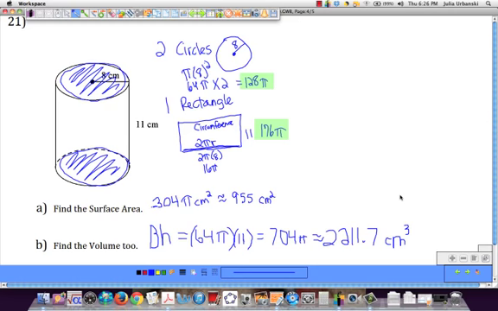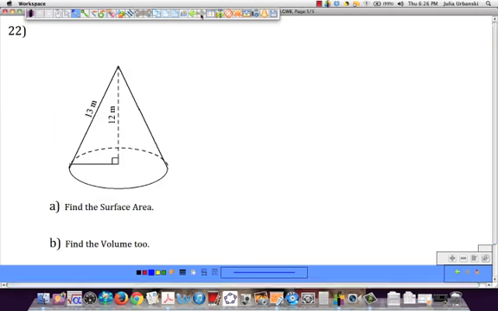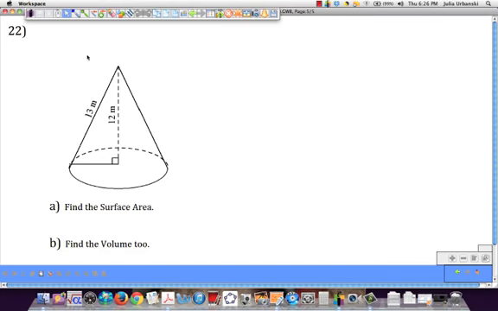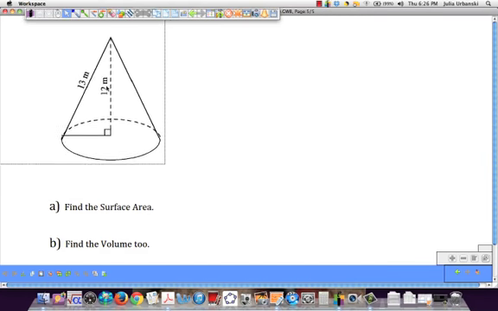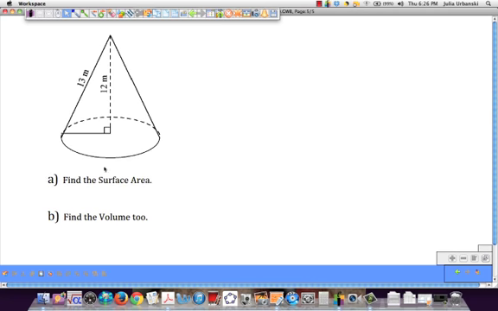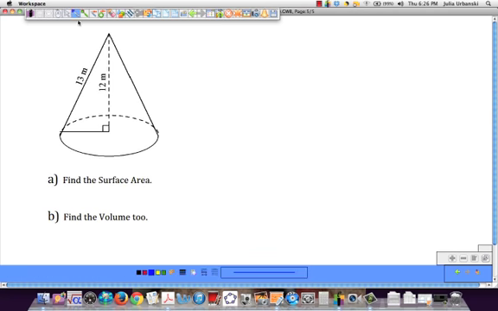And the last one, number 22. It's a cone, so you have to follow the cone formulas. For the surface area, you have to think about your two surfaces. There's a circle here, and then there's the part that wraps or curls around the cone. So the base is a circle, and there's only one of them, and then the lateral part is the part that curls around.